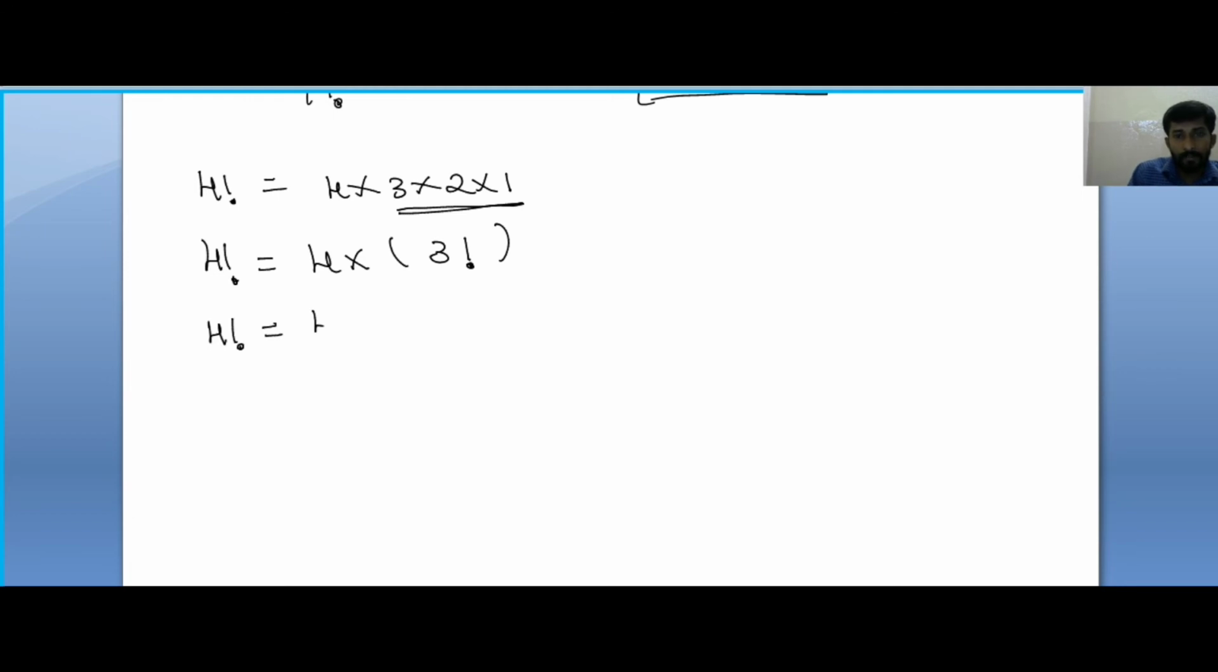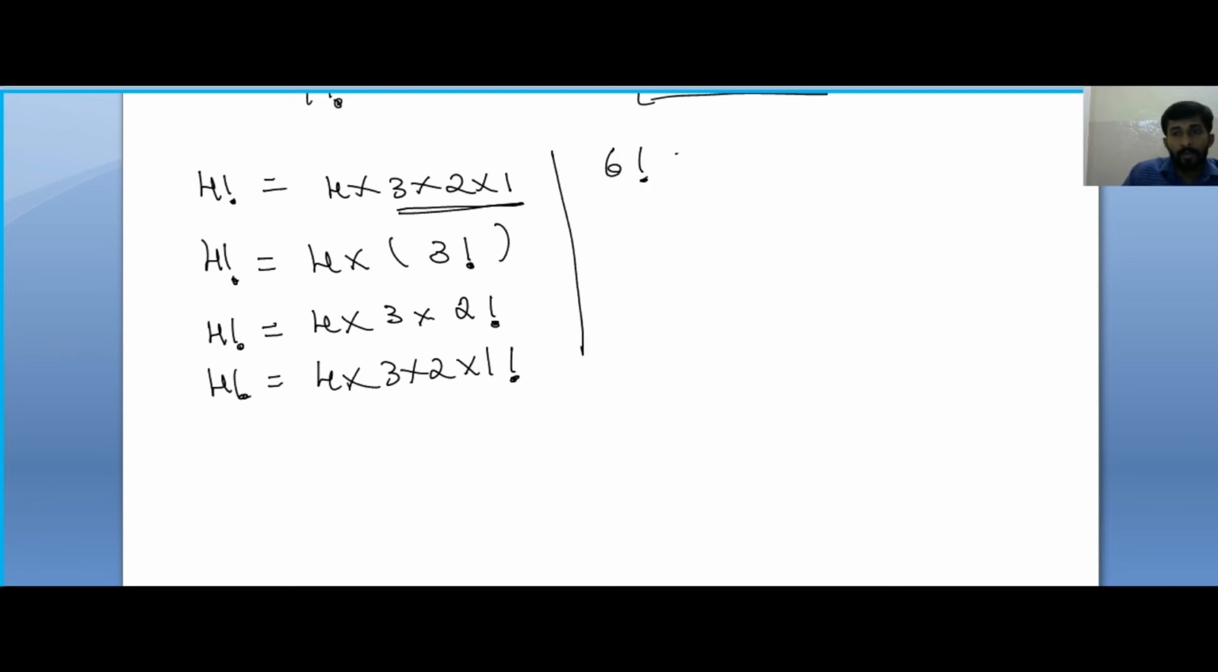Now see, I am considering 4 factorial. 4 factorial can be written as 4 into 3 into 2 into 1. Now consider this part, 3 into 2 into 1. So 4 factorial can be written as 4 into, what's the value of 3 into 2 into 1? 3 into 2 into 1 is nothing but 3 factorial. So 4 factorial can be written as 4 into 3 factorial. Similarly, 4 factorial is 4 into 3 into 2 into 1. How to write 2 into 1? You can write it as 2 factorial. Again, 4 factorial can be written as 4 into 3 into 2 factorial. Then the value remains the same, right?